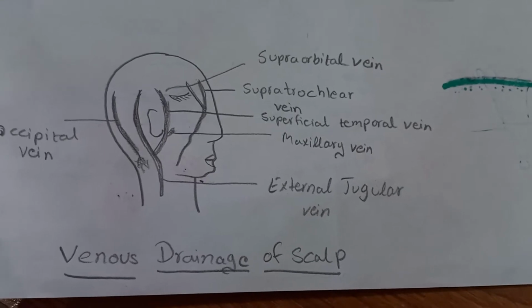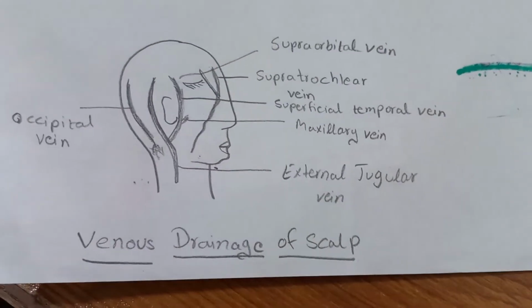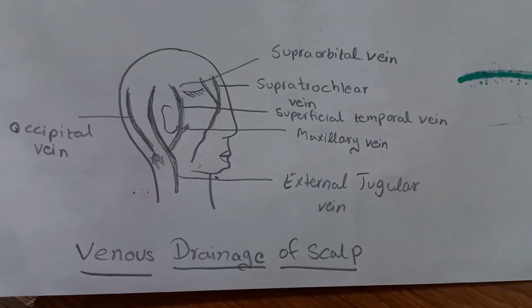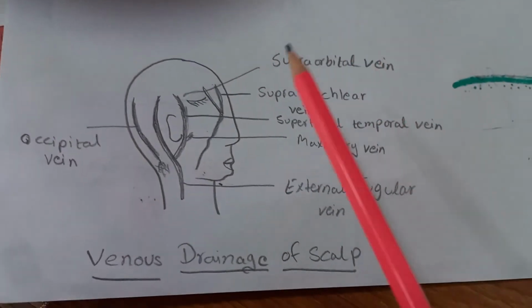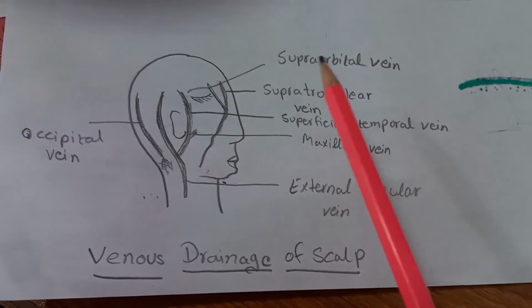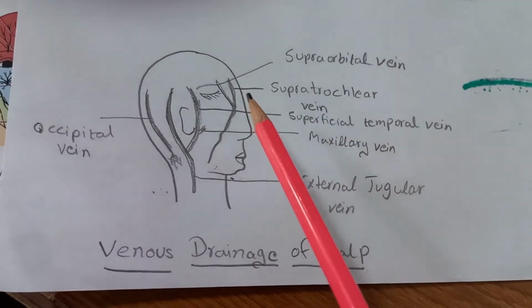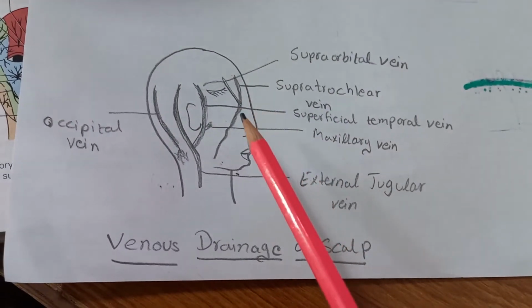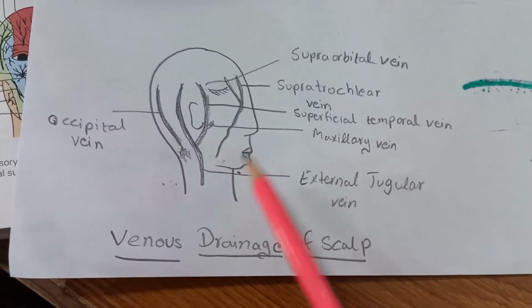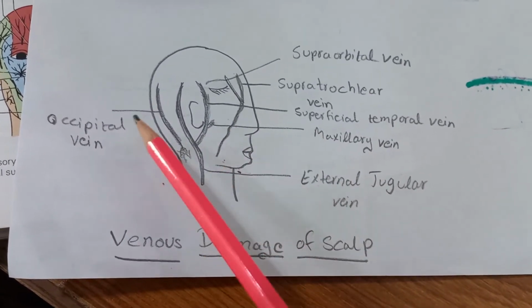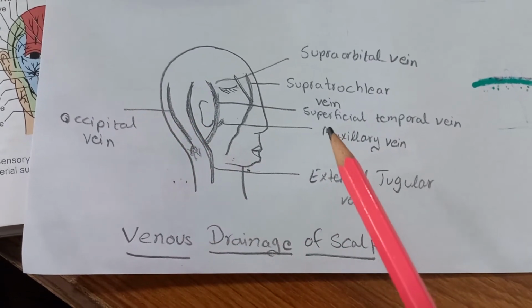Now let us discuss the venous drainage of the scalp. I have drawn this diagram showing the venous drainage of the scalp. As you can see in this diagram, I have drawn the supraorbital vein, supratrochlear vein, this is the superficial temporal vein, this is the maxillary vein, this is the external jugular vein, this is the occipital vein.